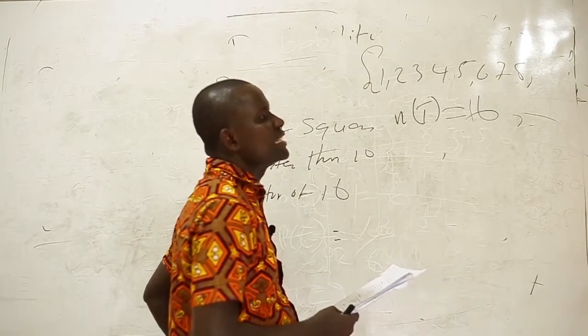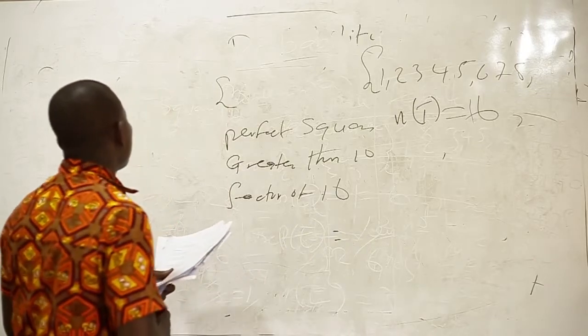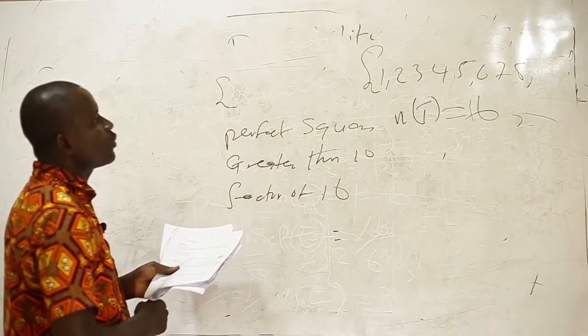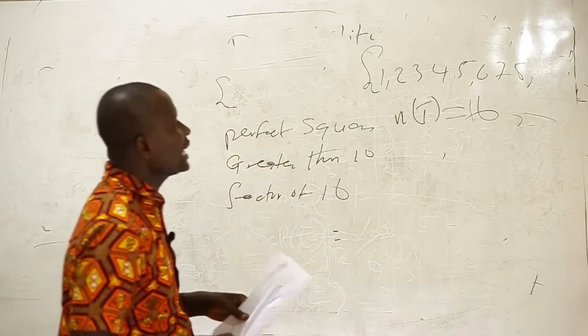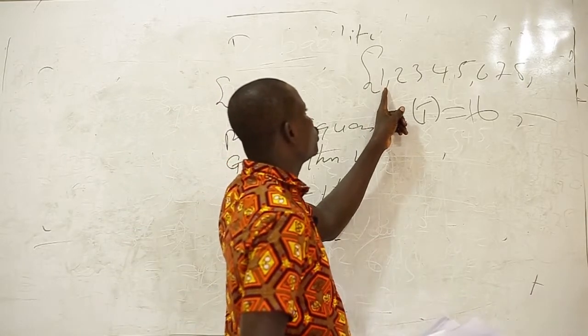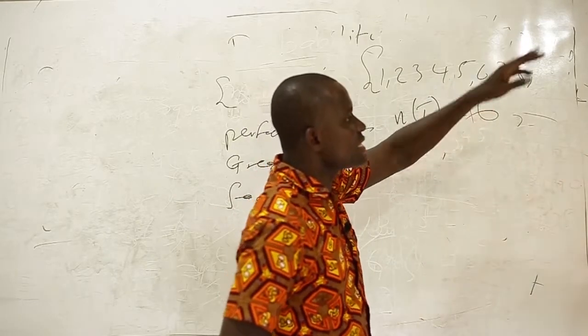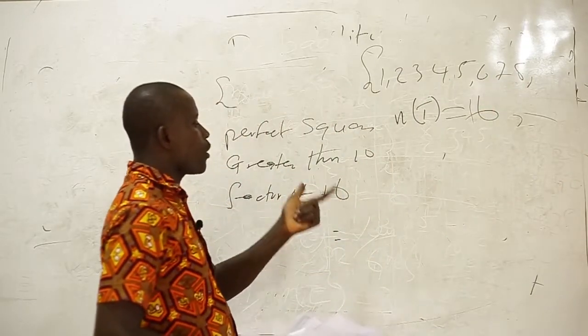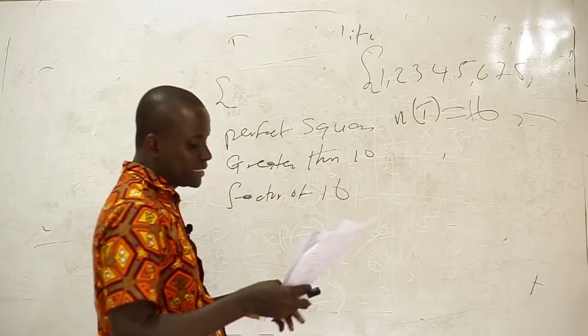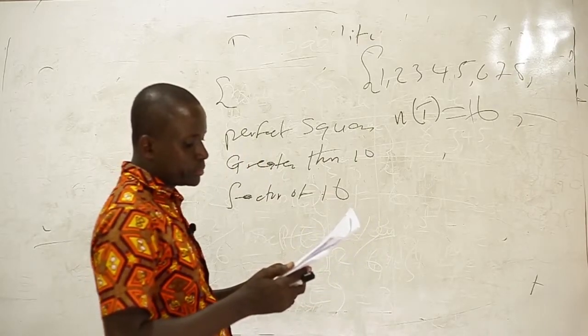Then a factor of 16. I'll show you how to find factors of numbers. So you should be able to know the factors of 16. The factors of 16 are 1, 2, 4, 8, and 16, which is 5. So it will be 5 over 16. Then you are on and on and on.